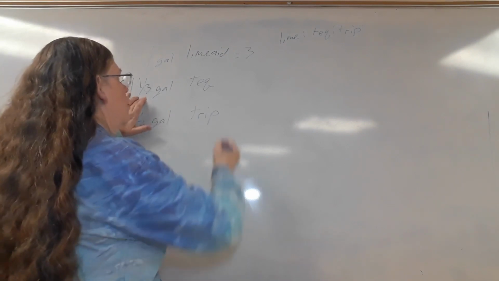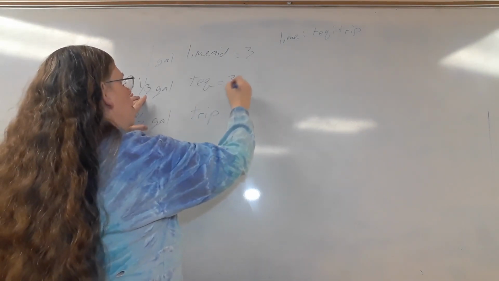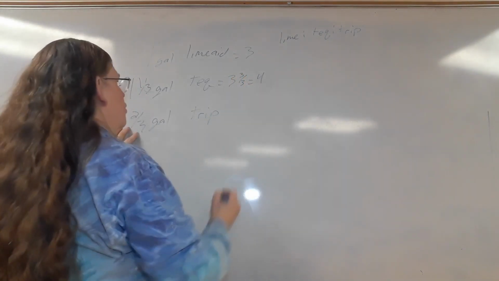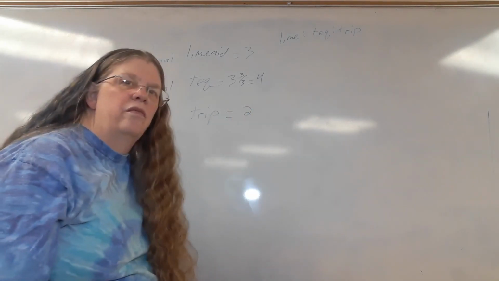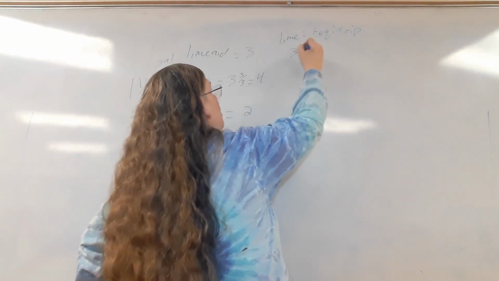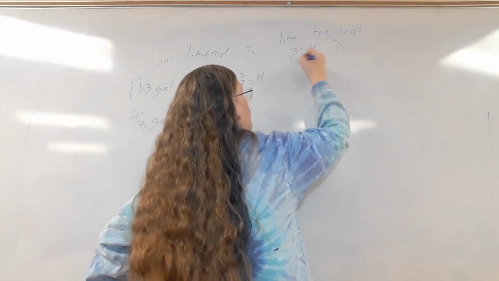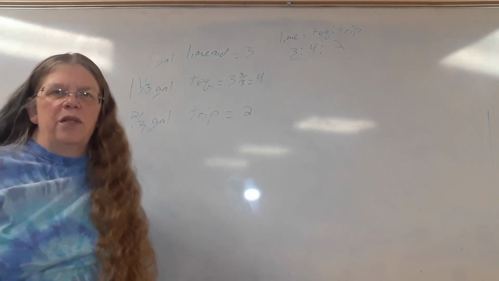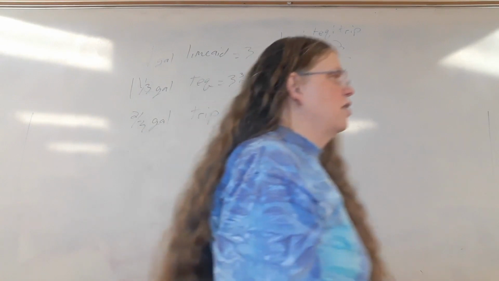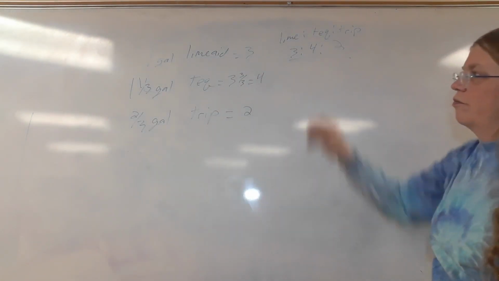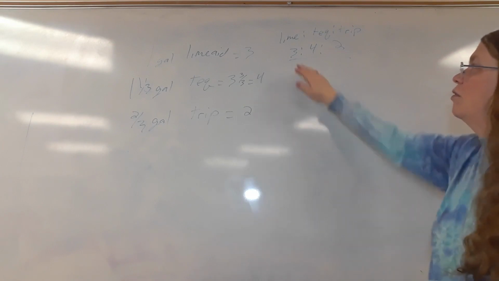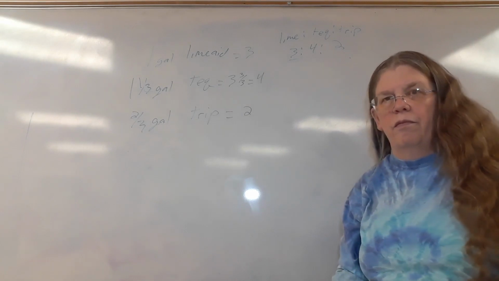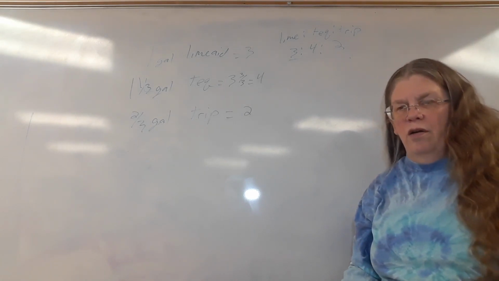1 1/3 times 3 gives us 3 3/3, which is 4. 2/3 gives us 2. So what we have is 3 to 4 to 2. That's our proportions. So you can make this recipe for tequila, for margaritas, with just this. It's 3 of whatever, 4 of the same thing, same unit, and 2 of the same unit. So that's ratios and proportions.